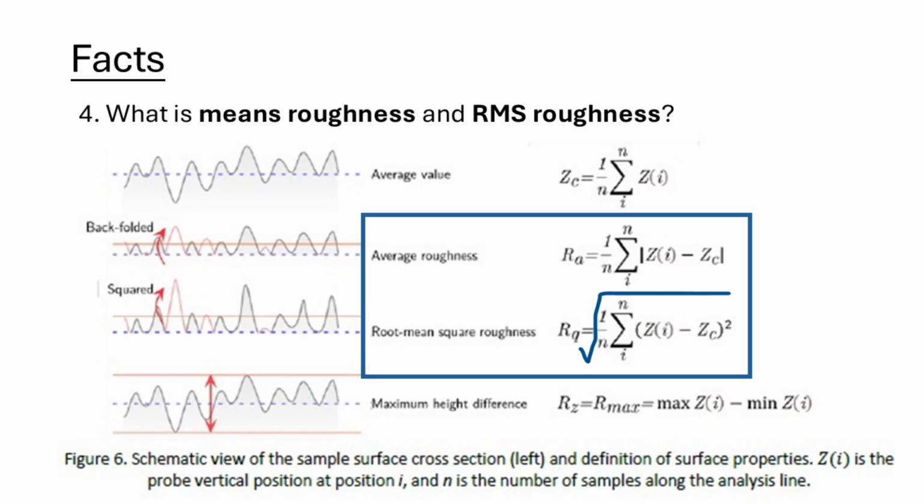What is the mean roughness and RMS roughness? Average roughness means it takes every point of height minus the mean of the height, and then adds them all together and divides by the number of points taken. And for the RMS, it takes every point minus the mean, then squares it, then divides by how many points were taken, and then takes the square root.